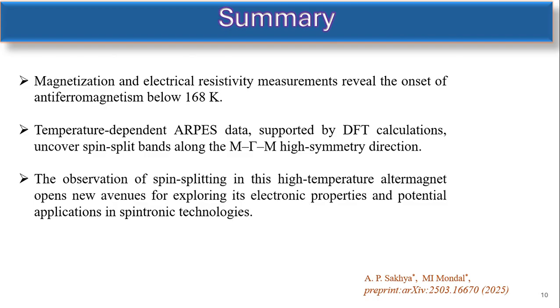Finally, I would like to summarize that CoNb4 is an altermagnetic material which has a transition temperature of 168 Kelvin, and we observe the spin polarization band along the gamma M direction at the Kz equal to pi over 2c plane, and the corresponding photon energy is 55 eV, and all of the spin polarization we resolved according to the spin polarized DFT calculation, ARPES measurement, as well as spin ARPES measurement.